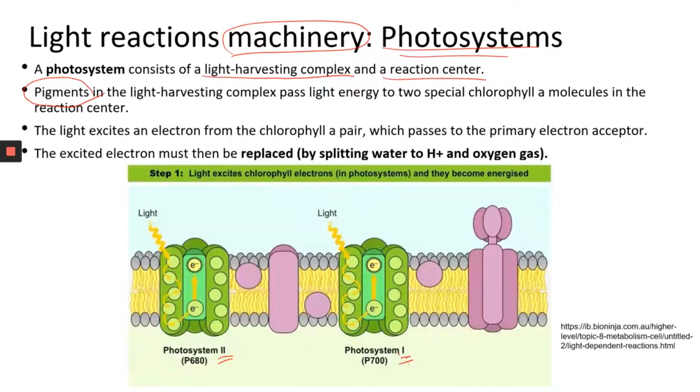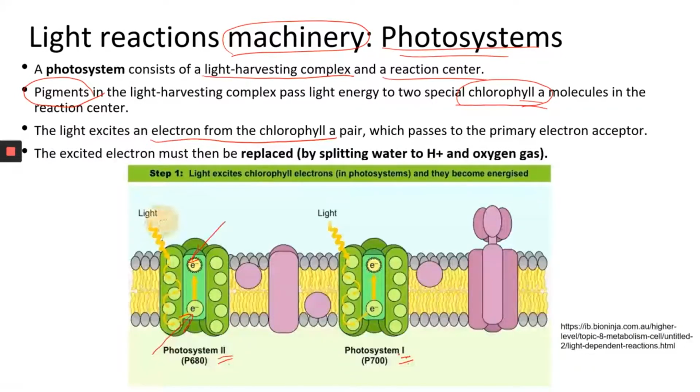The pigments can pass light energy to 2 special chlorophyll molecules. The 2 main pigments that are used in photosynthesis are chlorophyll A and chlorophyll B. Over here we focused on chlorophyll A. Chlorophyll A receives the sunlight, the solar energy, and then the electrons in chlorophyll A. These electrons, as you can see, are right here.